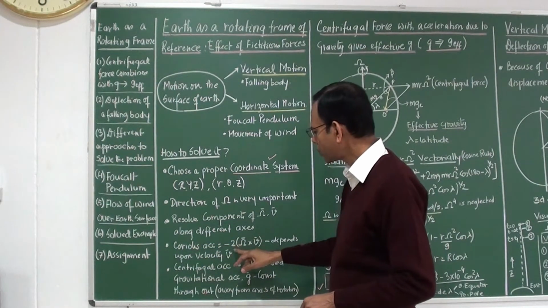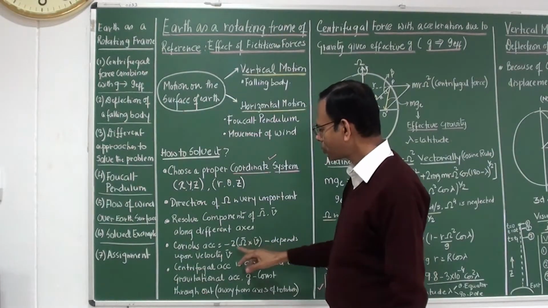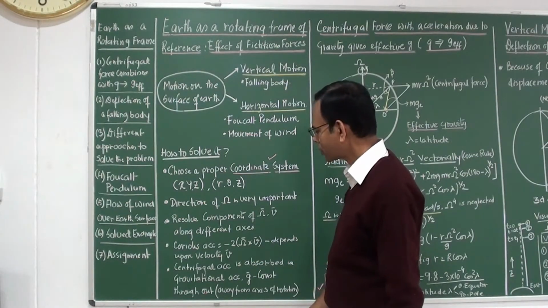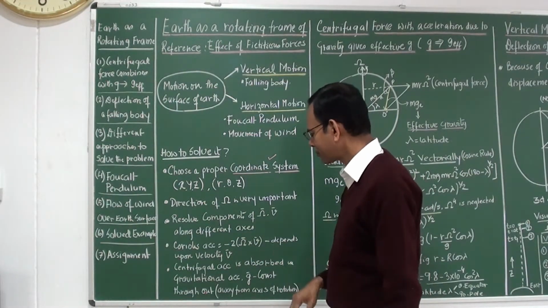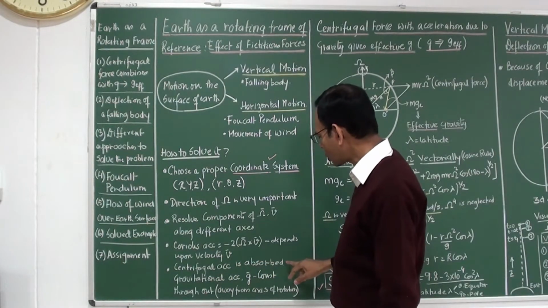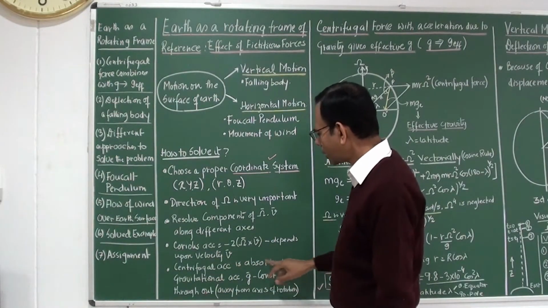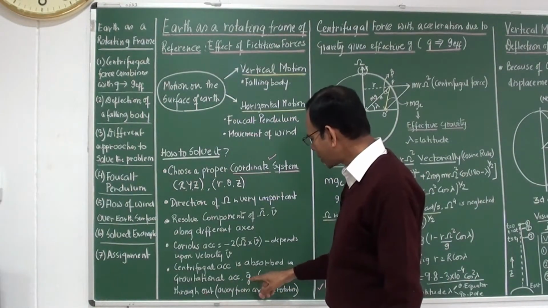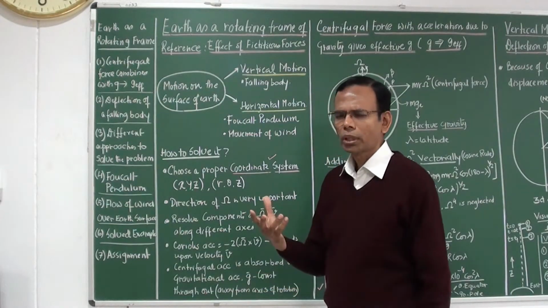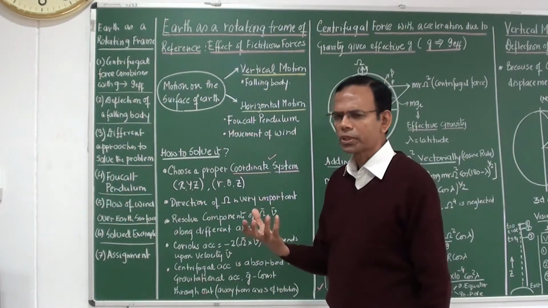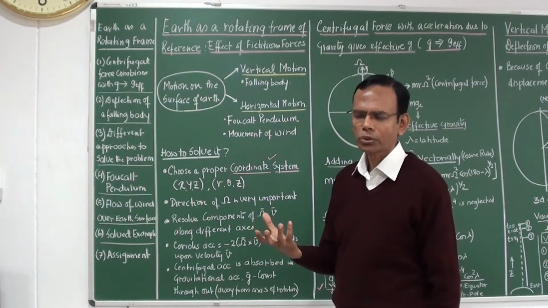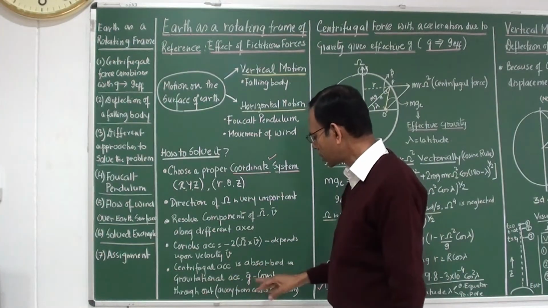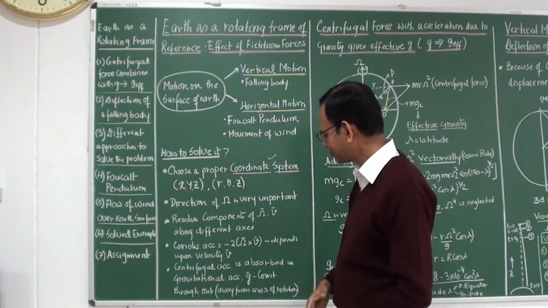Coriolis acceleration, minus 2 omega cross v, depends upon the velocity v. So one must know that it depends upon the velocity v of the object. Centrifugal acceleration is also absorbed in the gravitational acceleration that we are going to study just now. So it is actually constant throughout, because any object will experience that centrifugal force, even if it is at rest. So that is being absorbed into g effective, into the value of g.